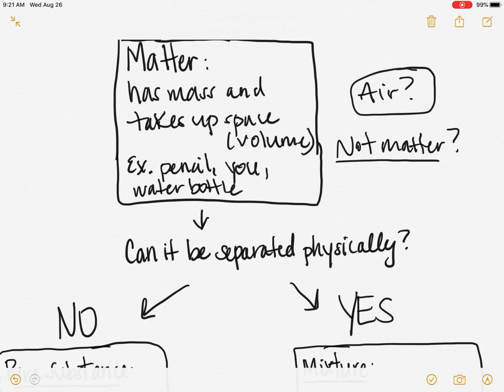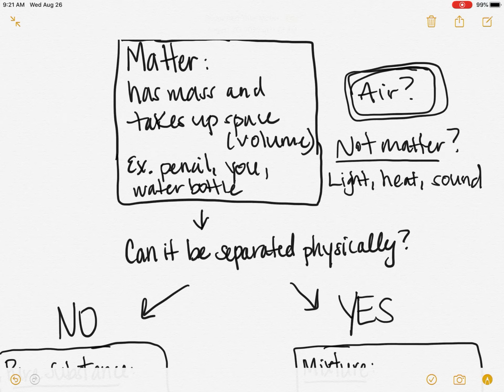But in terms of what's not matter, there are a couple big things that are not matter. They don't have mass and they don't take up space. Things like light, heat, sound. Okay, those things don't have mass and they don't take up space. So that's a little bit of the harder discussion, is not naming things that are matter, but naming things that are not matter. And again, this whole question of air, we will come back to after our demonstration in class. Some of you might know the answer, but I think the demo is the best way to discuss that.